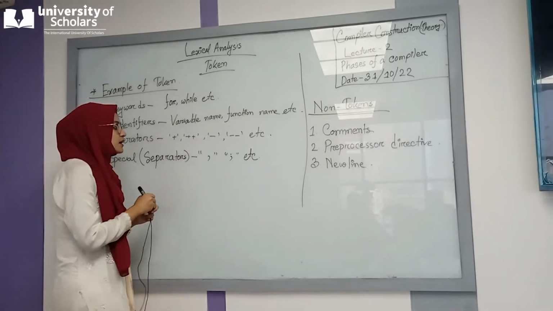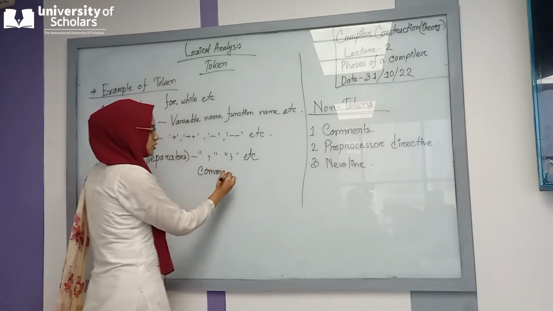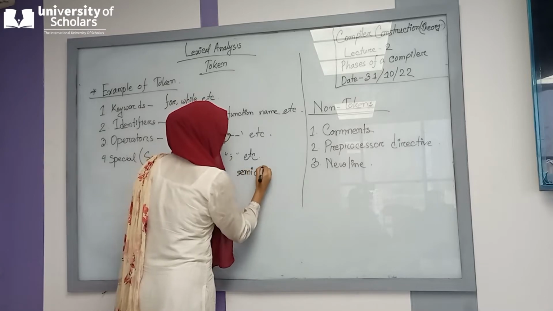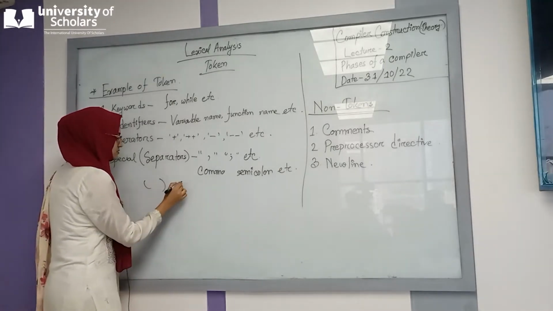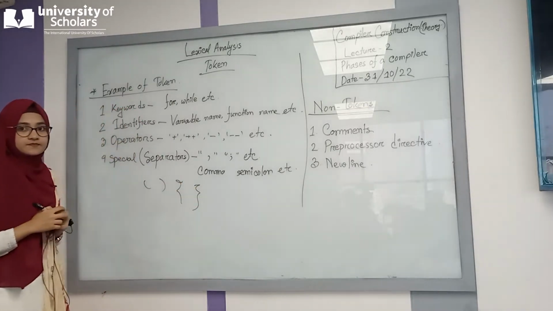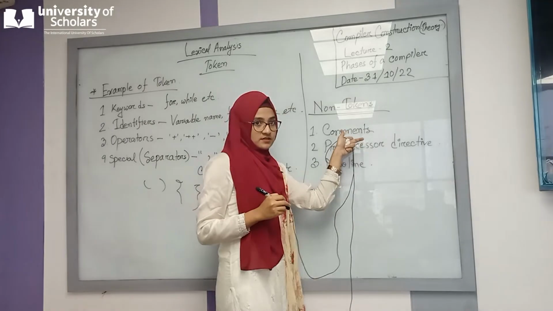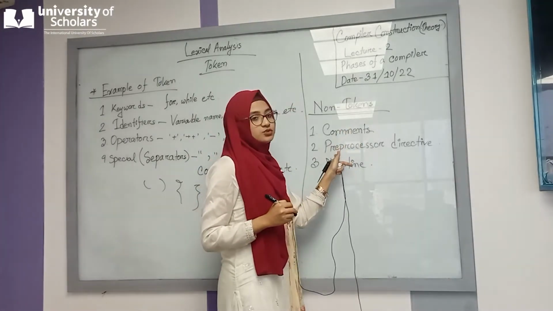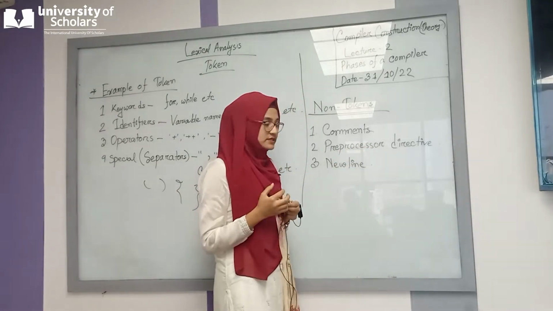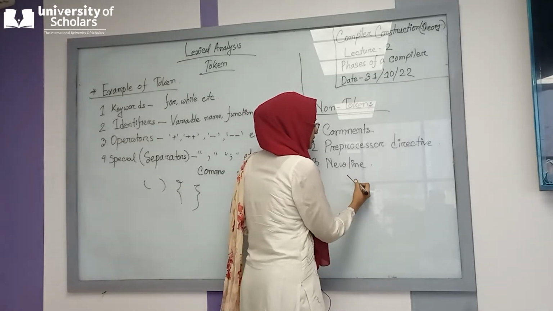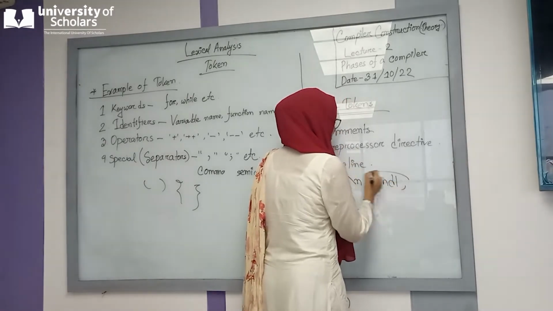And the separators: comma, semicolon, etc. There are brackets and other things. There are first bracket, second bracket. So all these are also separators or special characters. Now the things which are not tokens: the comment lines. A comment line is not a token, so we don't need to analyze that. Okay. Preprocessor header files are also not tokens. Okay. And if we give any command of new line, that's also not a token. These are not tokens.